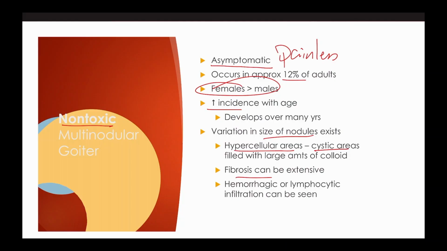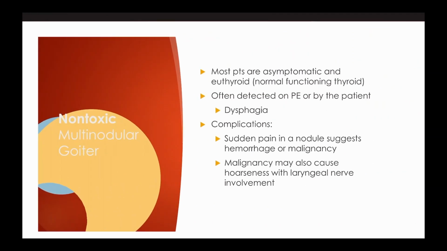Fibrosis can be there. They may have hemorrhagic or lymphocytic infiltration may also occur as well. So you get some blood going in there. Most patients are asymptomatic and euthyroid. So the thyroid is still functioning normally. Thyroid hormone levels are fine. They just have nodules there. Usually detected on physical exam, or the patient will say, I am having problems swallowing now, not even knowing that they have nodules on their goiter.